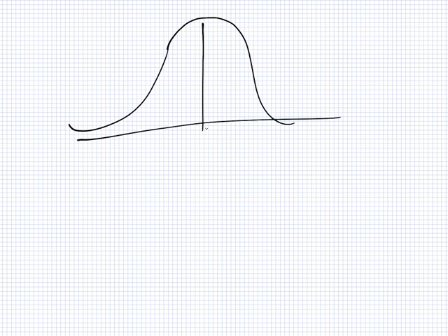The way the table works is, you look up a number on the x, you look up an x, and the table gives you the area to the left of this.